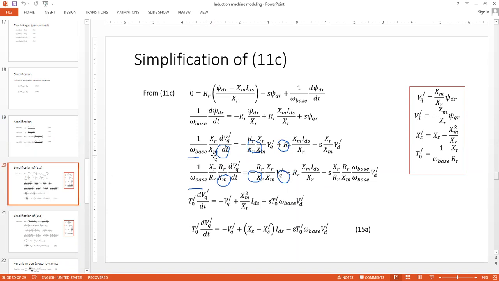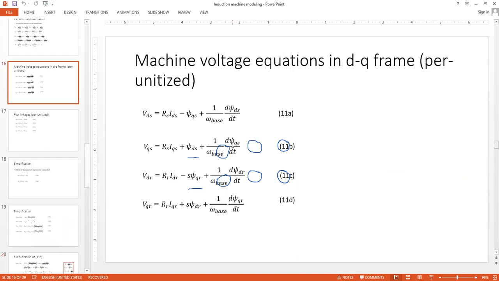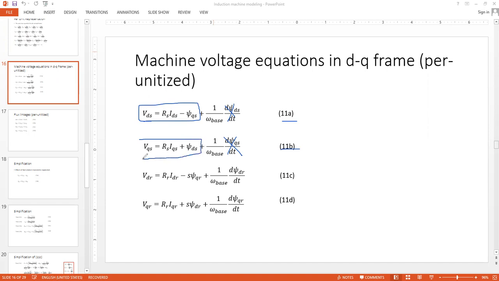Then we do some further simplification of 11C. What was 11C? Let's go and check. 11C was some voltage equations. Remember, 11A and 11B are already simplified by neglecting these terms. 11A is simplified to this, and 11B is simplified to this. Now we are in 11C. On the left-hand side, we have some voltage variables in the rotor circuit, D axis and Q axis.